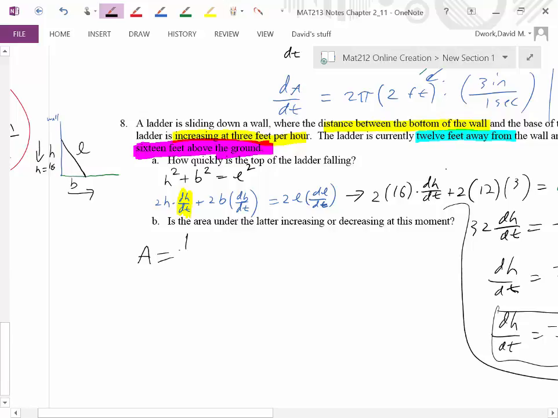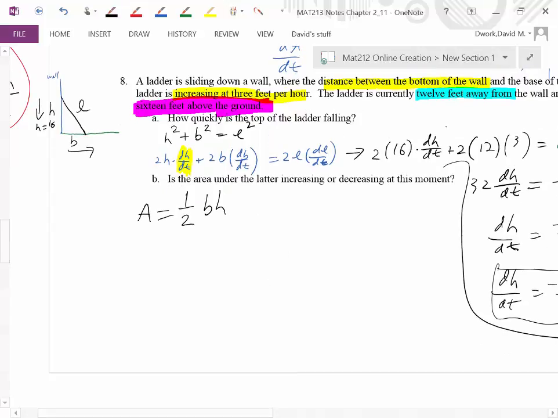And the area of a triangle is 1/2 base times height. So the derivative of this would be dA with respect to time, because it's asking how is it changing at this moment in time. So dA/dt. Now here's the fun part. We have to remember these are two variables that are multiplying, so we have to use the product rule.